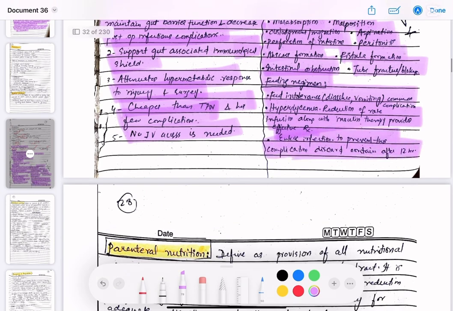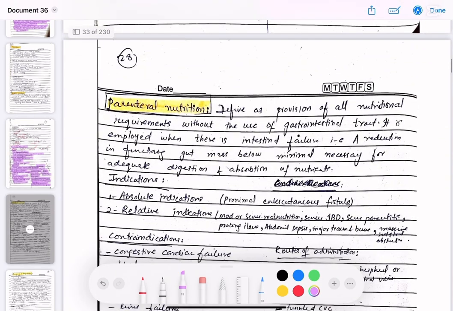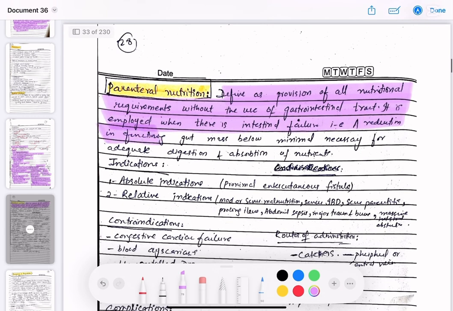Now, parenteral nutrition. It is defined as provision of all nutritional requirements without the use of the gastrointestinal tract, and it is employed when there is intestinal failure, that is a reduction in functioning gut mass below the minimum necessary for adequate digestion and absorption of nutrients. Whenever there is a defect in the gut, parenteral nutrition is given.